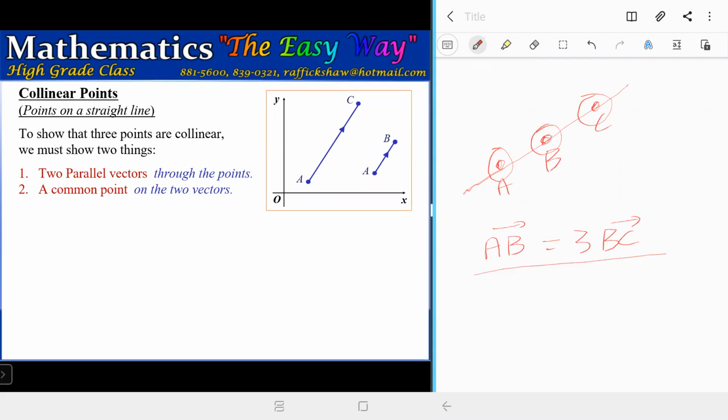This means that they are parallel, doesn't it? And B is a common point because B is on AB and B is also on BC. So you have parallel vectors. AB is parallel to BC, and at the same time, you have a common point on the two vectors. So an equation like this would satisfy those two things, because by virtue of one being a multiple of the next, it would mean that they are parallel, and then the common point is obvious there. That's what you have to show that you have collinear points.